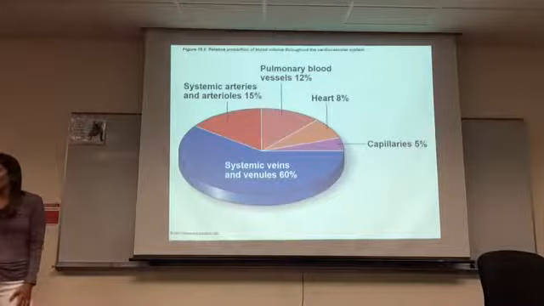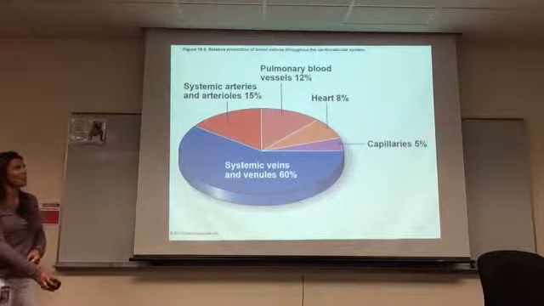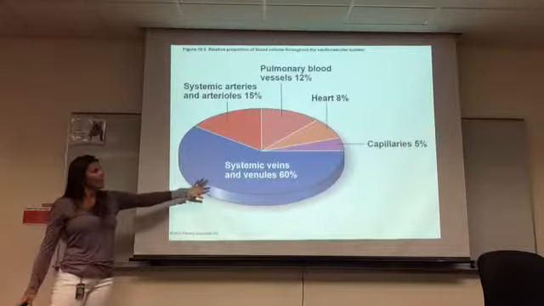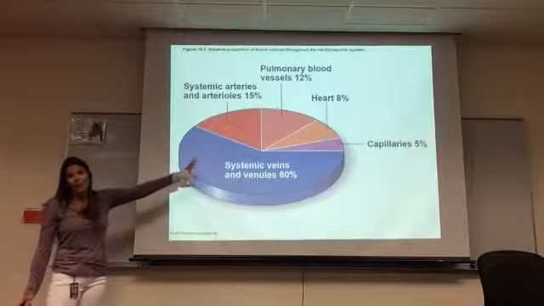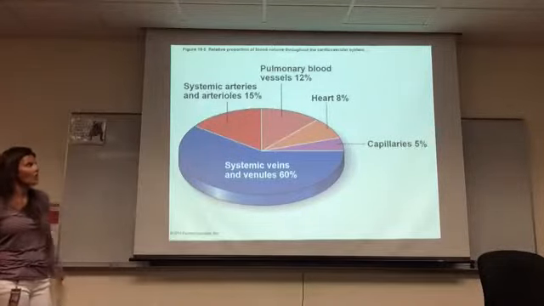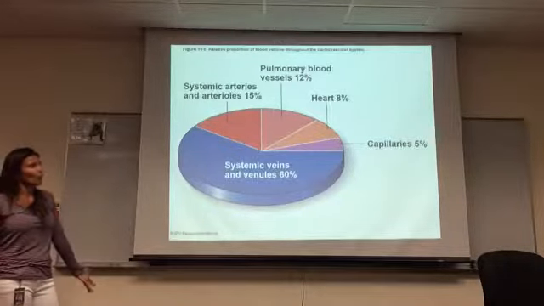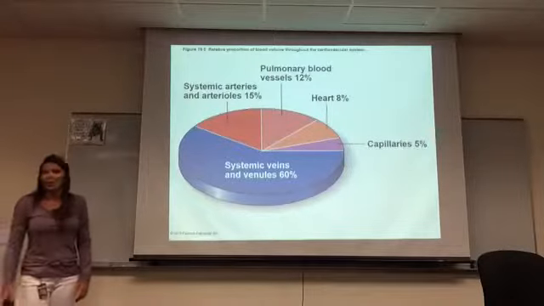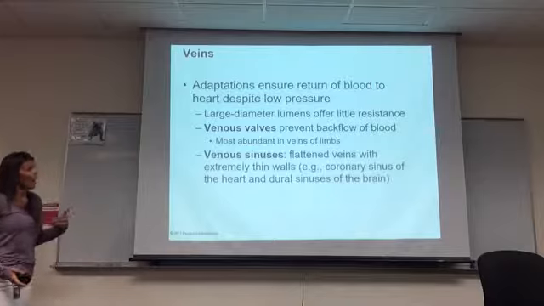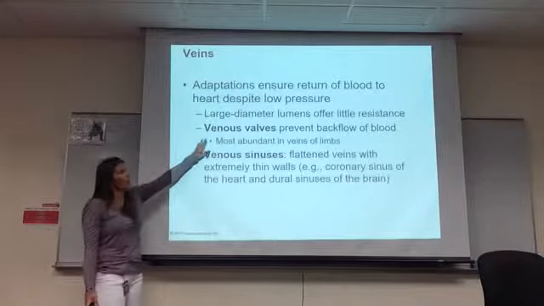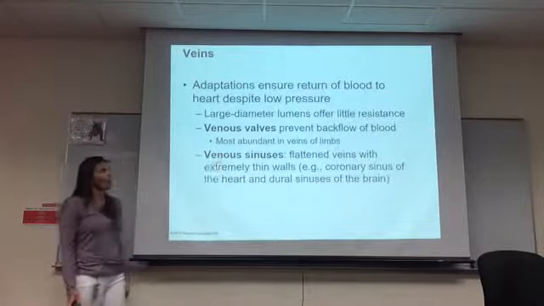Here is a nice little pie chart that shows you the distribution of that. So here in your veins versus all of your other vessels in your body, and of course in your heart, not necessarily a vessel, but the majority of your blood at any given time is going to be found in your veins. As it's going back, the veins have valves that prevent backflow of that blood.